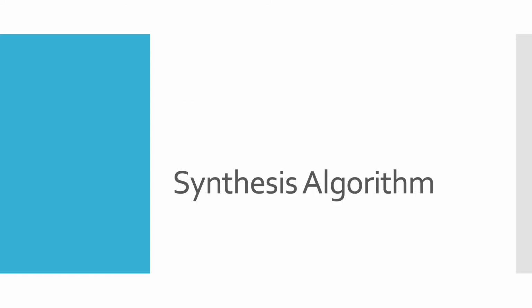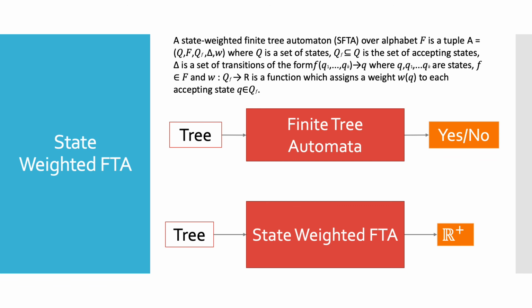Next, we provide a higher level view of our synthesis algorithm. Our synthesis algorithm is based on a variant of finite tree automata, which we call a state-weighted finite tree automata. A finite tree automaton takes a tree as an input and returns a yes or a no answer. That is, yes if the finite tree automaton accepts the tree and no if it rejects it. Similarly, a state-weighted finite tree automaton takes an arbitrary tree as an input but returns a real number as its output. This is achieved by attaching a weight to the accepting state of the automaton.